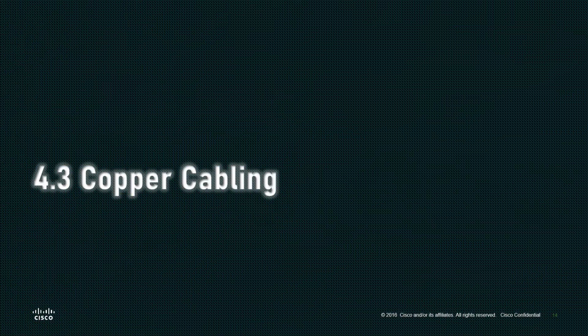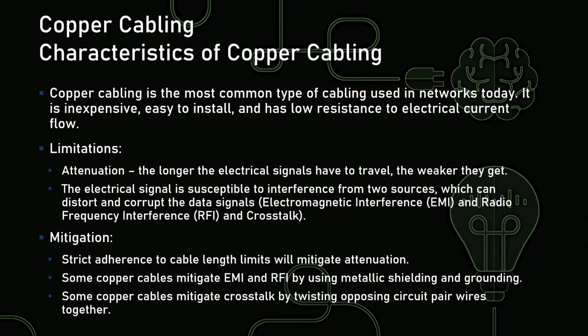So now let's take a peek at copper cabling and what it's done for me lately. Copper cabling is the most common type of cabling used in networks today. It's very inexpensive, it's easy to install, and it has extremely low resistance to electrical current flow. It's somewhere between 0 and 5 ohms. It's very, very small. The 0 to 5 variation depends on the purity of the copper. It also depends on the thickness of the conduit. There are some limitations, though.